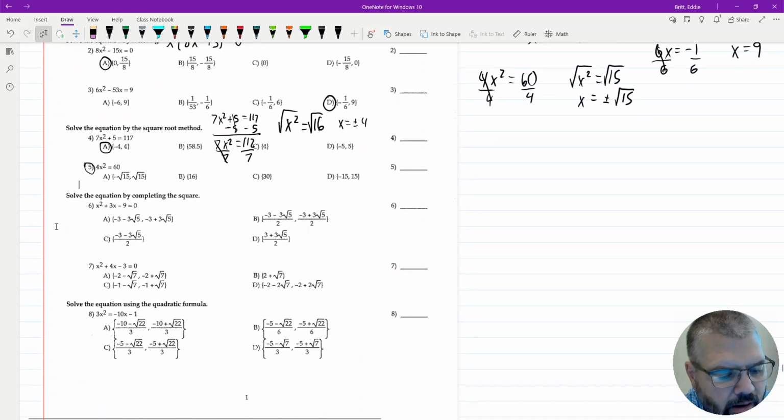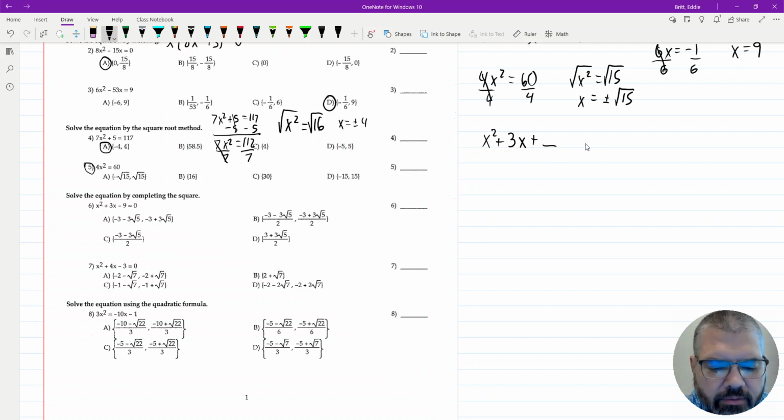Alright. On number 6, it says solve by completing the square. To complete the square, we need to have a 1x squared to start with, and we move the constant over, so I'm going to have to move the negative 9 over and put a blank where it was. So I'm going to have to add 9 to both sides, move that over, and I'm going to put a blank on the right side as well. So you take half of what's in front of x and square it.